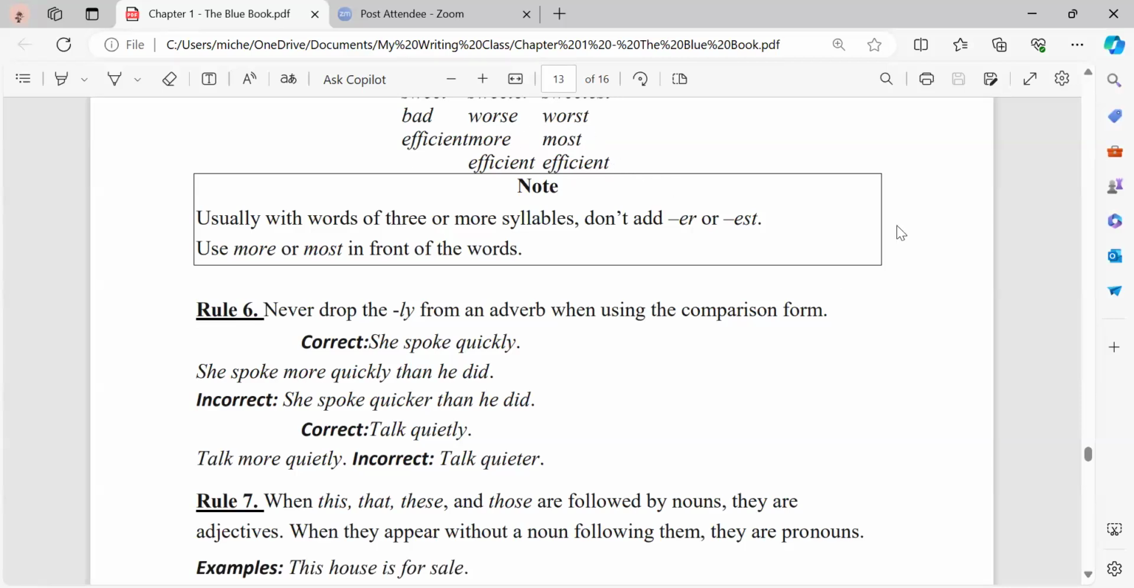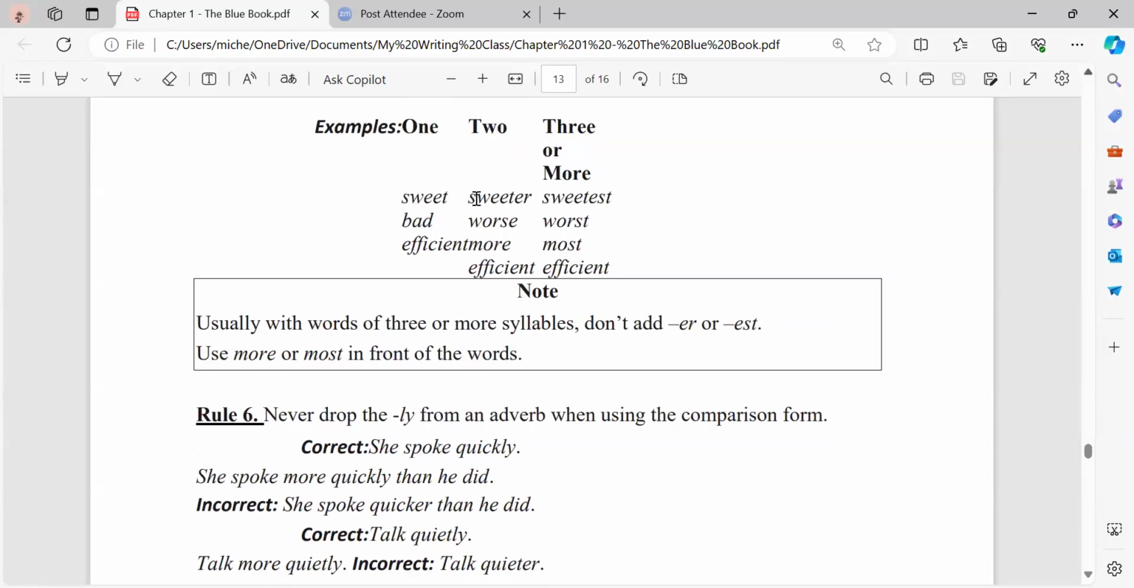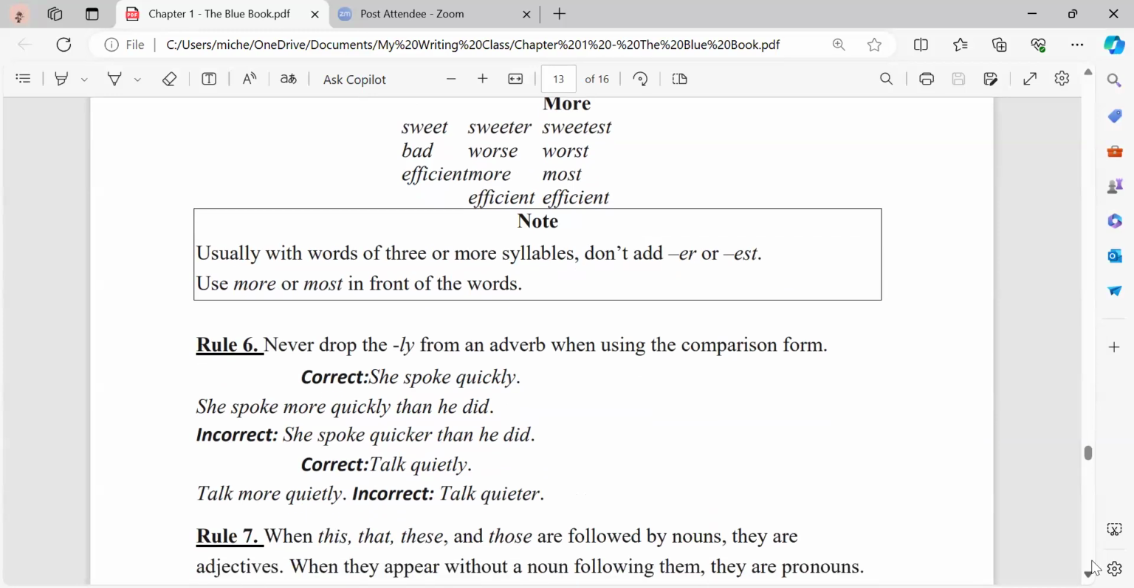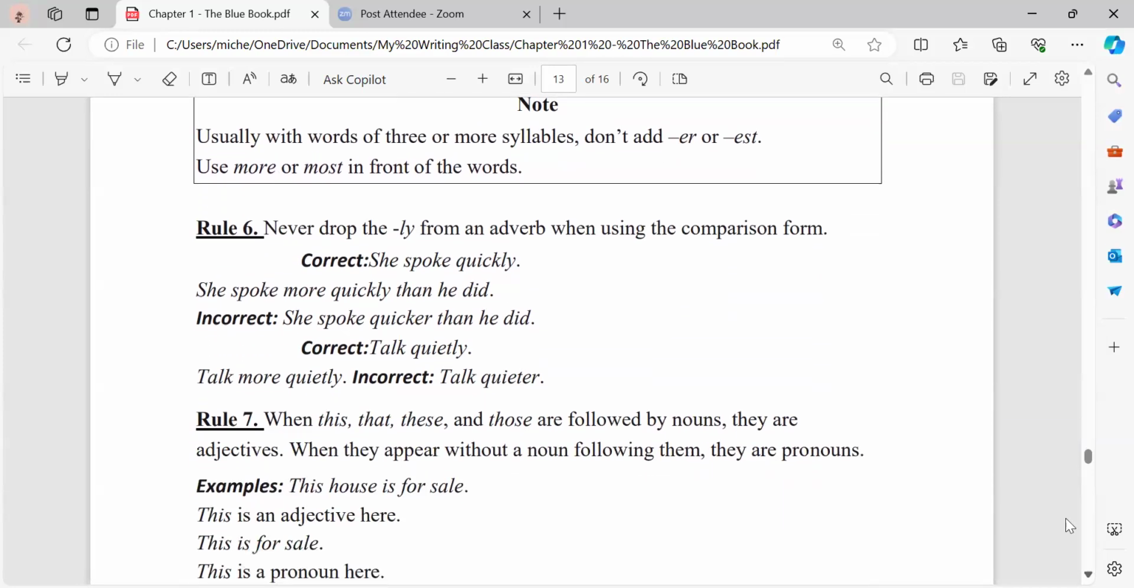But there are actually some exceptions. For example, we have bad. It doesn't necessarily mean badder or baddest. No, they have a different form. So this is kind of like an irregular verb kind of thing. It's worse or worst. So worse would be the comparative, and worst with the T at the back would be the superlative form. So those are some exceptions.